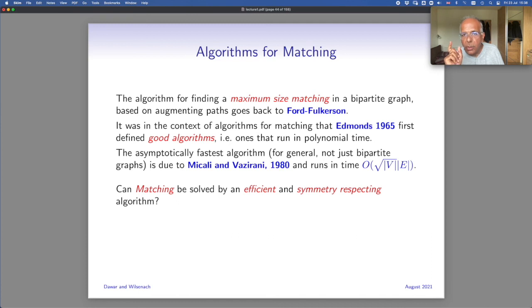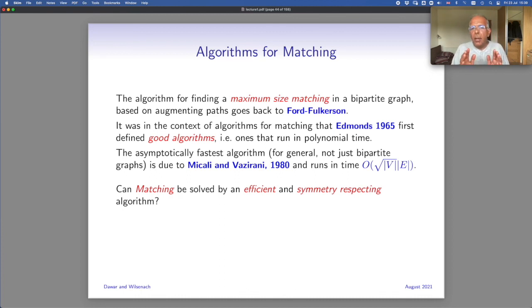So it's an interesting question which I want to pose to you. By the end of the course, we will see an answer to this. Can you solve the perfect matching problem by an efficient and symmetry respecting algorithm? What do I mean by efficient? Efficient means you can do it in polynomial time, but respecting symmetry.